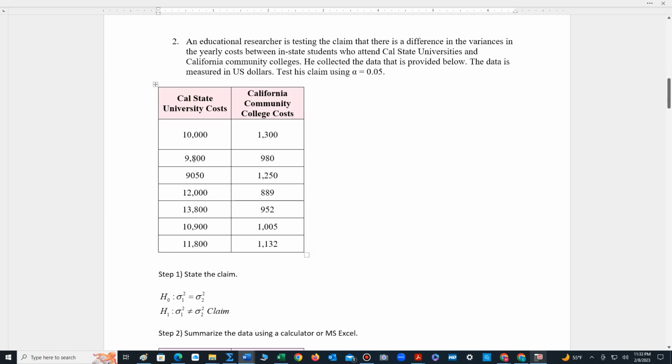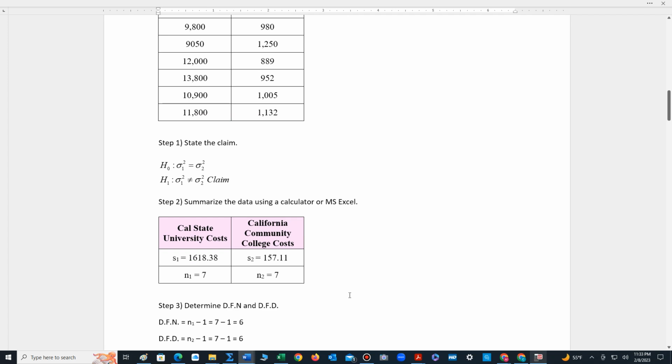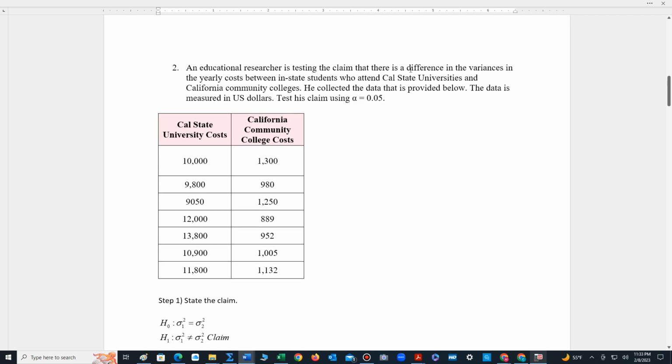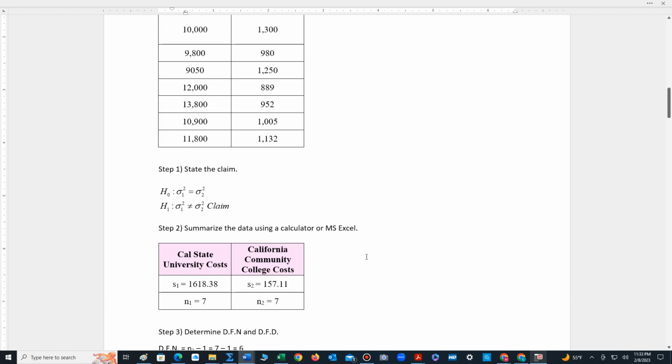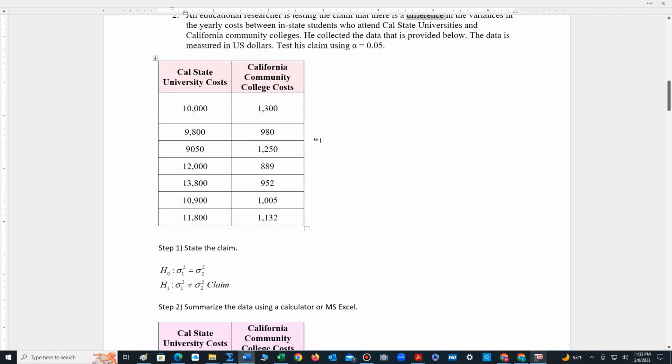And as I mentioned, we have raw data. So step 1 is still the same. We state the claim. When you see the word difference, that means not equal to. So the claim is that variance 1 is not equal to variance 2. That's our claim. H naught obviously is that the two variances are equal. This is a two-tailed test. So our next step is to summarize the data.